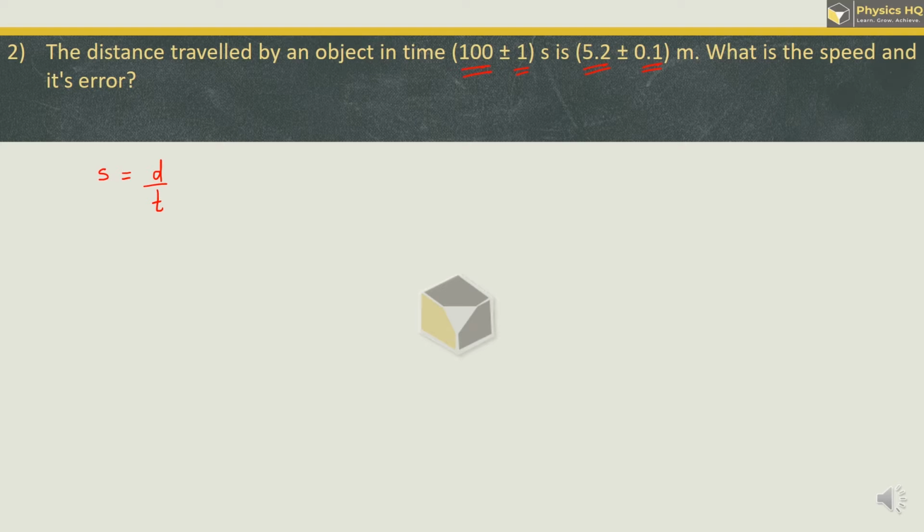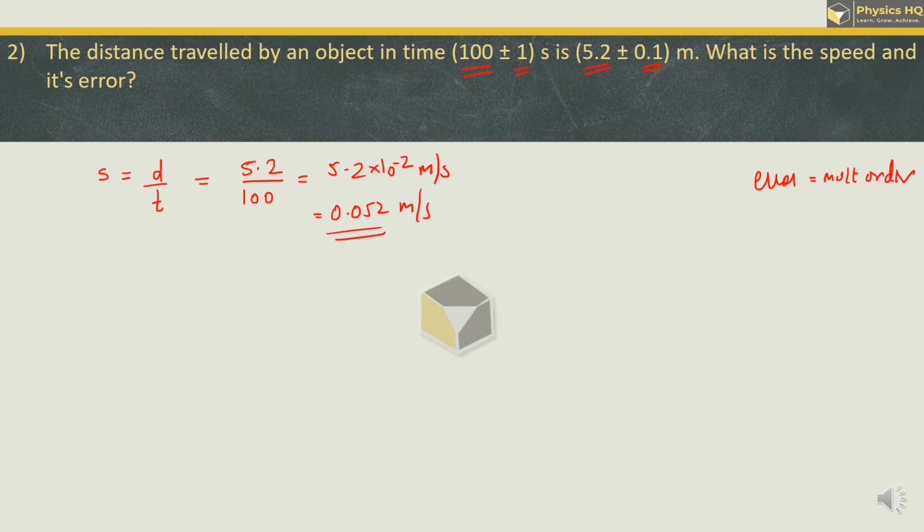Now remember over here, the errors are in the form of division. So if errors are in the form of multiplication or division, in that case we will find out the relative error. Speed over here can be directly calculated. Speed is distance upon time. So we got distance 5.2 and 100 seconds. This will give us 5.2 into 10 raised to minus 2 meter per second as the speed, or you can write it as 0.052 meter per second.